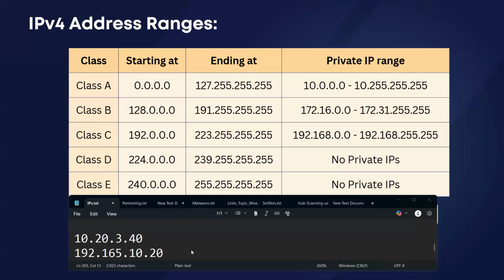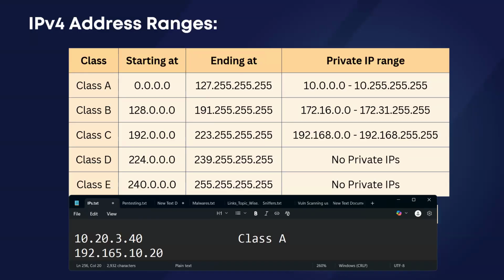Looking at this first IP here, 10.20.3.40, firstly, you have to figure out which class it belongs to. For an IP to belong to class A, the first octet should be between 0 and 127. Between 128 and 191, it's class B. Between 192 and 223, it's class C, and so on and so forth. So here the first octet is 10. Where does 10 fall under? Between 0 and 127. So therefore, this is a class A IP.